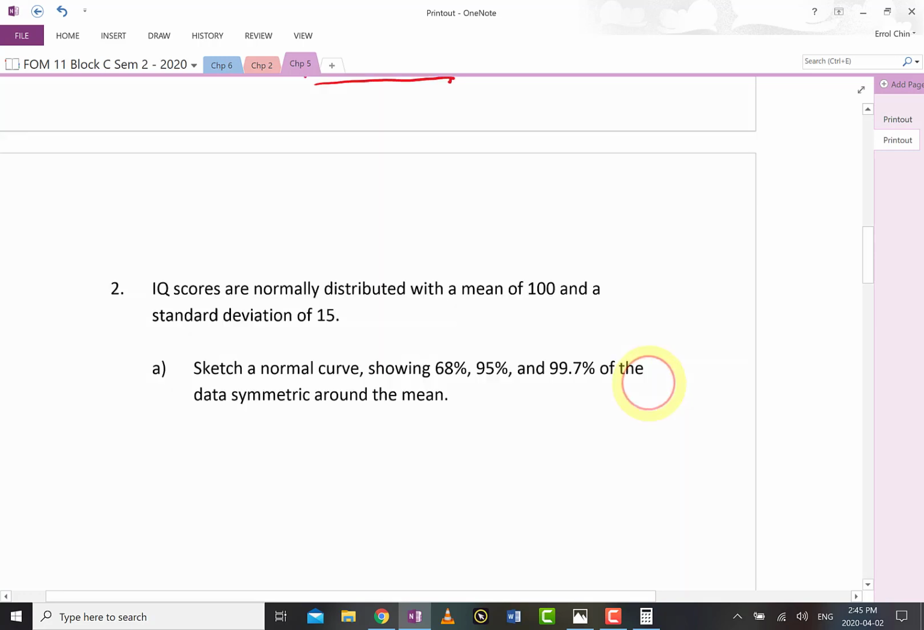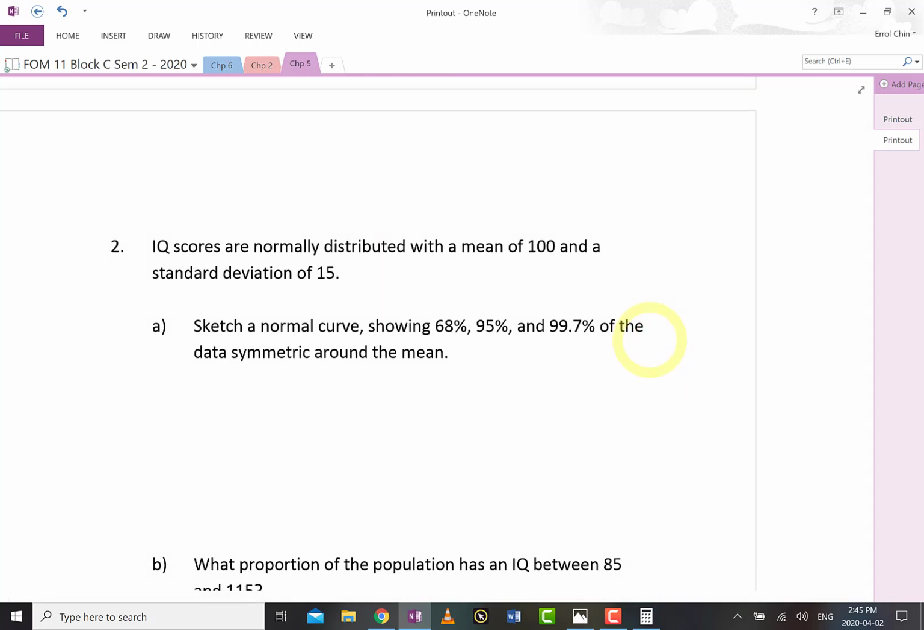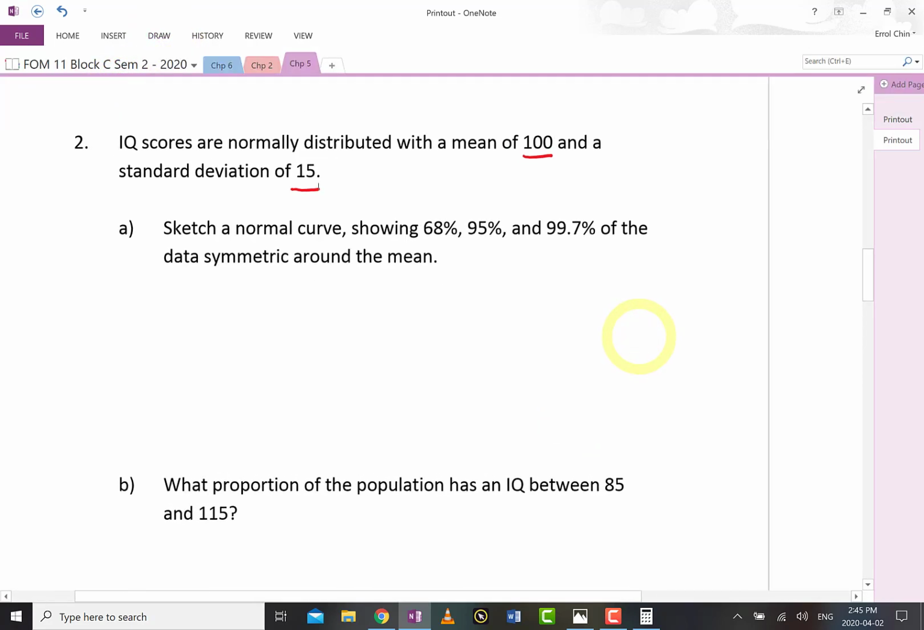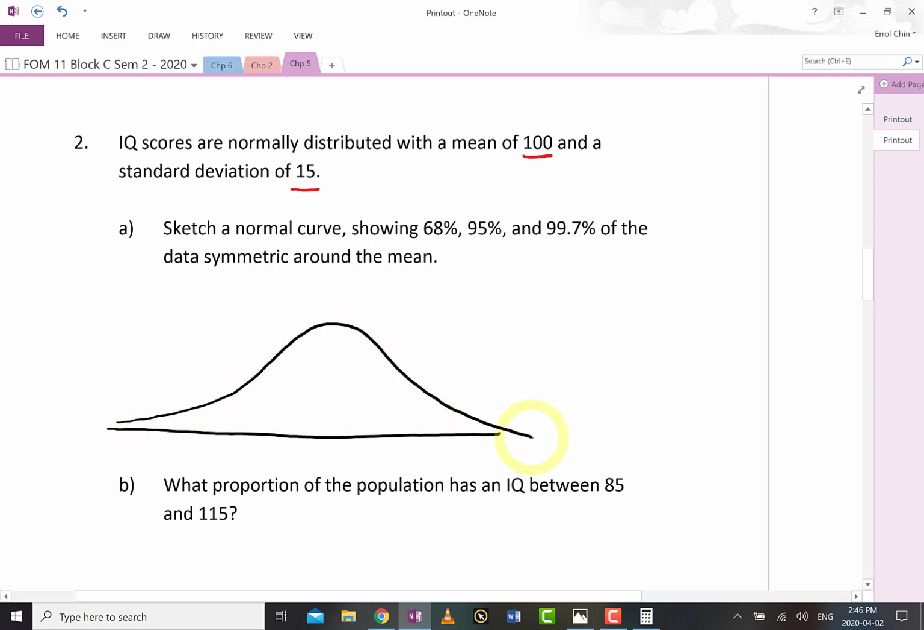It says here, IQ scores are normally distributed with a mean of 100, so that's important, and a standard deviation of 15. Can you sketch a normal curve showing 68%, 95%, and 99.7% of the data symmetric about the mean? So whenever it says sketch a normal curve, we're going to graph a bell curve. All right, at its peak, that's the mean. Now in this case, the mean is 100.